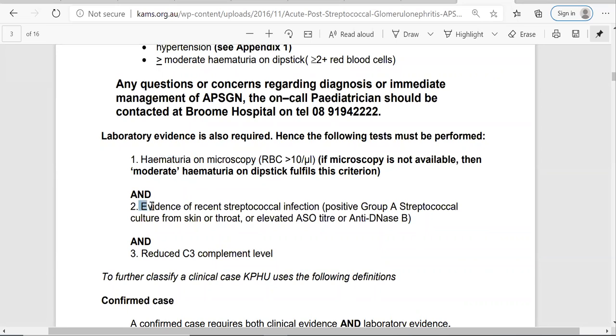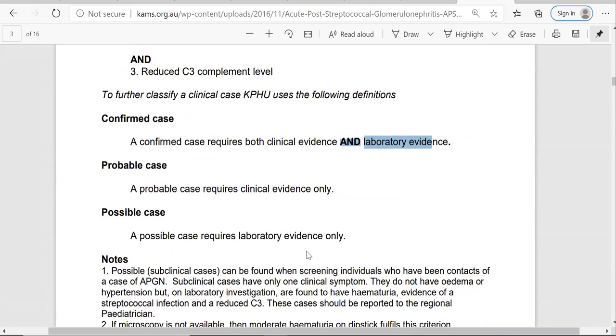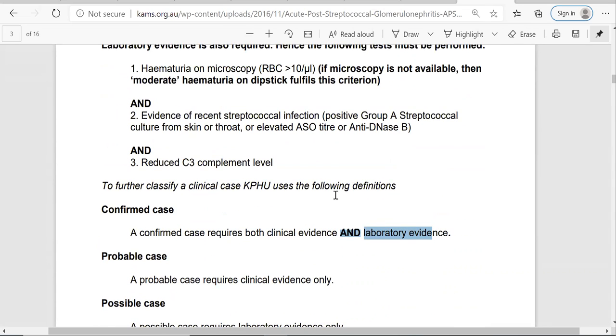After that, you have to find evidence of recent streptococcal infection, which you can find by doing an ASO titer, anti-DNase B, or throat swab, and a reduced C3 complement level. So these are the stepwise investigations you will do in a PSGN case. A confirmed case requires both clinical evidence and laboratory evidence. So we need all these things to diagnose this case.